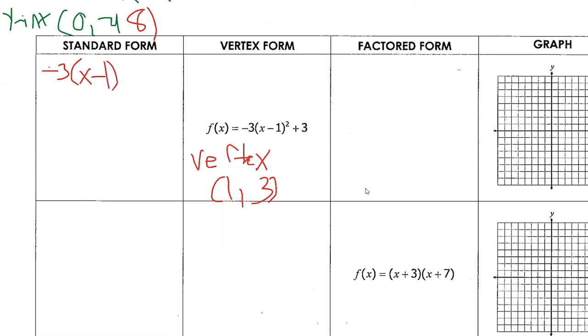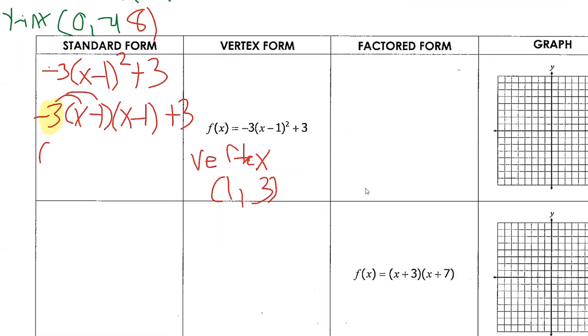Let's try not to make a mistake this time. Let's see if I can do it. So we want to expand this. Remember, (x - 1)² is really (x - 1)(x - 1). My advice is to just distribute this -3, and it only goes into the first one. But I usually do that first.